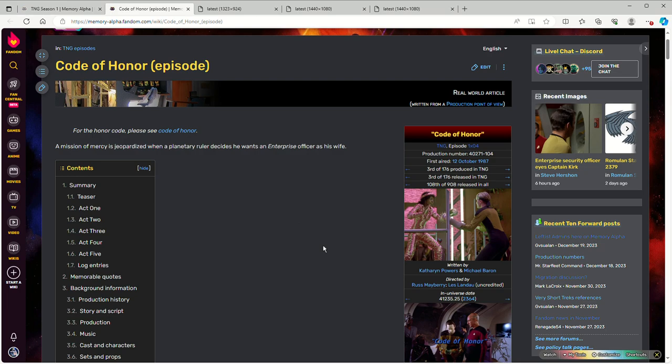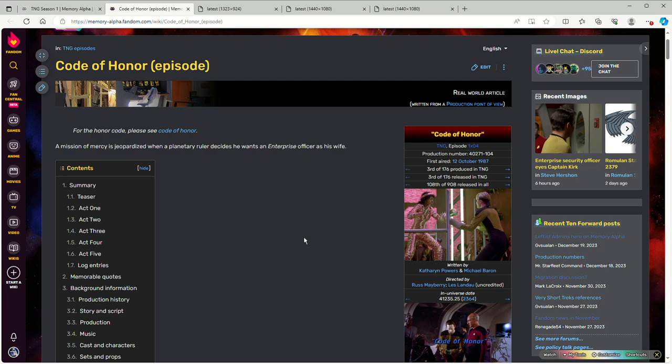Code of Honor. This is a very interesting one because there are a lot of things with this one that make it feel very much like an MMO fetch quest. It really does.